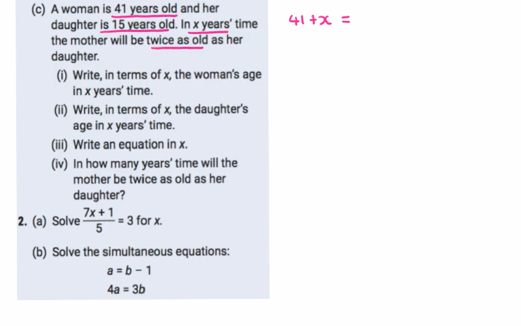twice her daughter's age, which will be twice the daughter's current age, which is 15, and she'll be x years older. So it looks like this is the equation. So let's see, does this work?